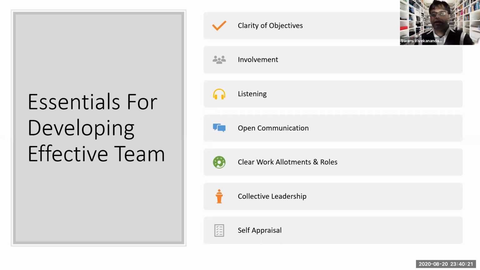So that is the concept of the essentials for developing an effective team. If you can maintain all these points, like clarity of objective, involvement, listening, open communication, clear work allotment and roles, collective leadership and self-appraisal, if you can ensure all these points are there in a team, definitely an effective team can be built up.